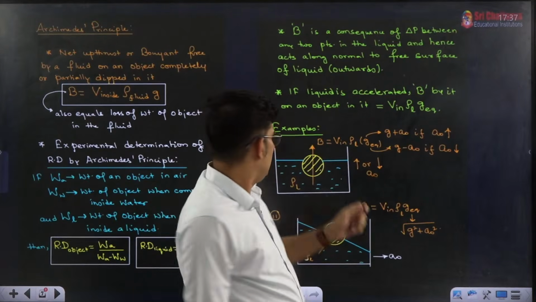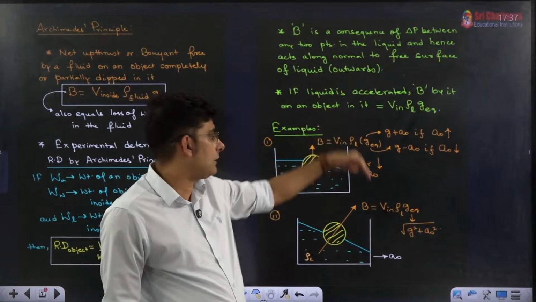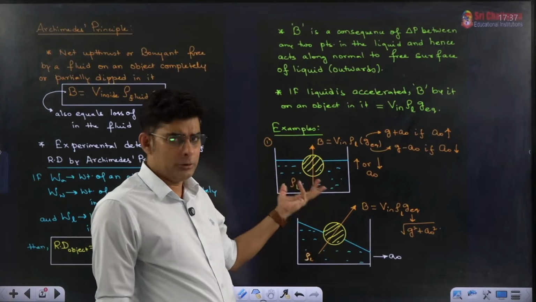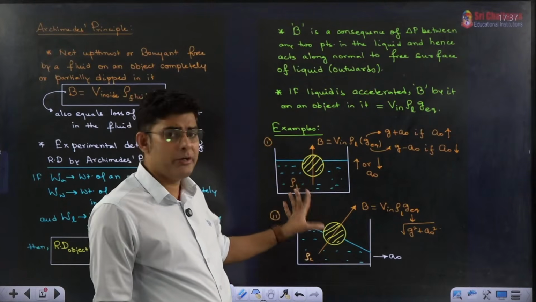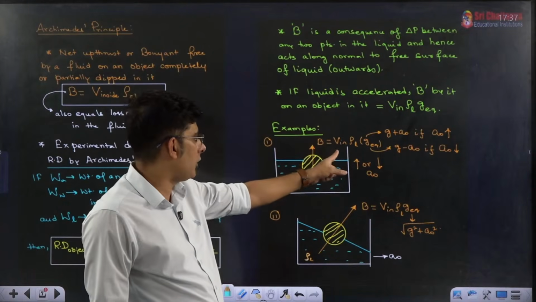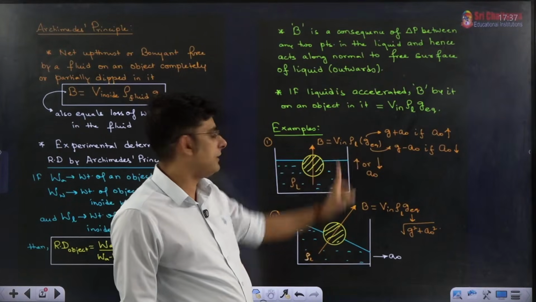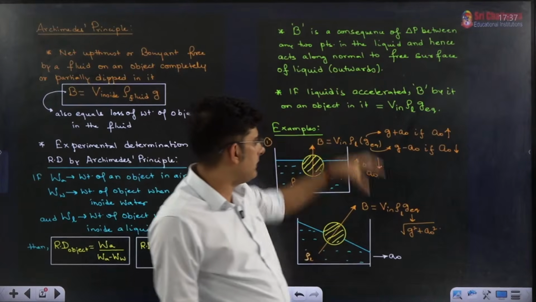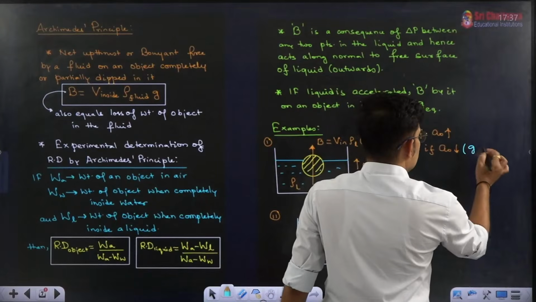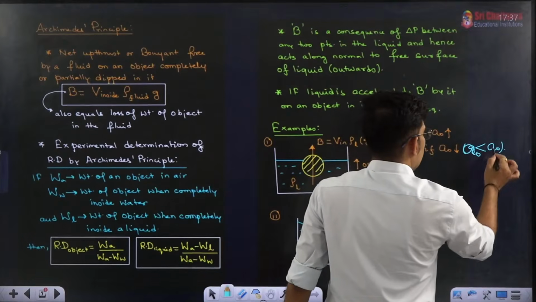For example, I have shown here this vessel which can either accelerate upward by a0 or downward by a0, and we have this object placed in it which is floating. Here I am just interested in buoyant force. Don't ask where is weight. Weight is also there. I am just showing buoyant force. Buoyant force will be volume inside into density of liquid into g, which I will replace by g plus a0 if the vessel is accelerating upward. And if the vessel is accelerating downward, g minus a0. That's it. Again here also you have to see that a0 should be less than g.